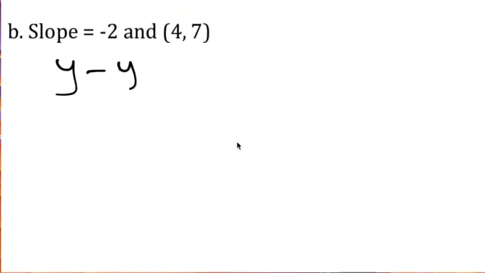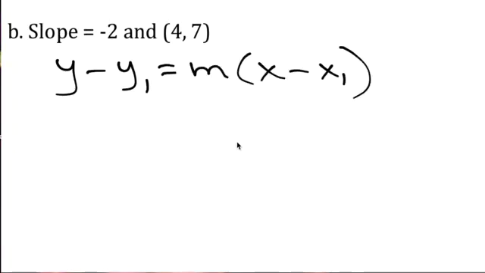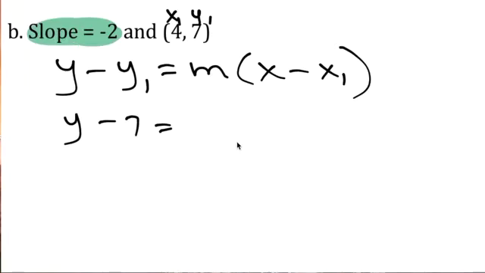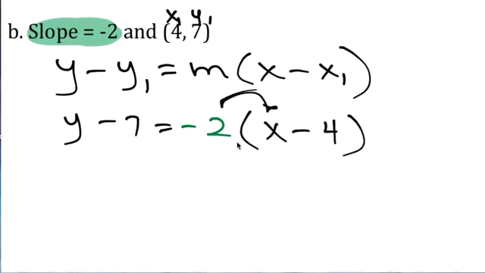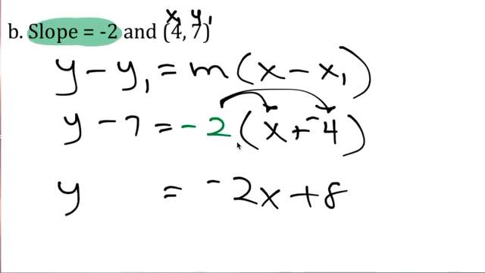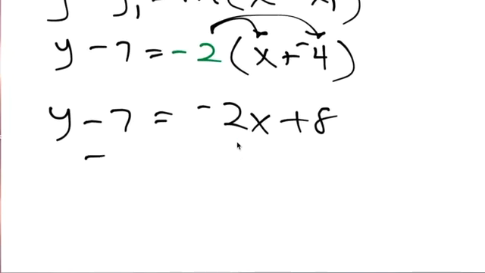Y minus y sub 1 equals m parentheses x minus x sub 1. Y minus, x sub 1, y sub 1 here, 7 equal the slope. The slope is negative 2. Slope is negative 2. X minus 4. Distribute first. Additive inverse. So that's negative 2x plus 8. Y minus 7 by adding 7. It's 15.